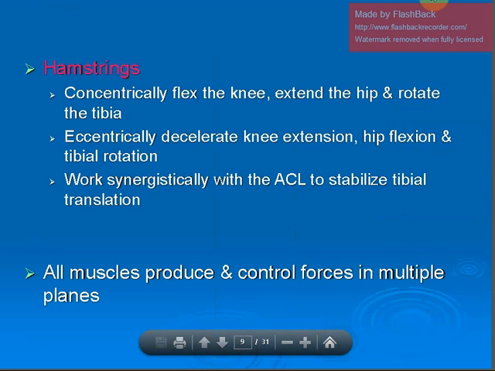Now coming to the hamstrings, they concentrically flex the knee, extend the hip, and rotate the tibia, and eccentrically decelerate knee extension, hip flexion and tibial rotation, and work synergistically with the ACL to stabilize tibial translation. All these muscles produce and control forces in multiple planes.